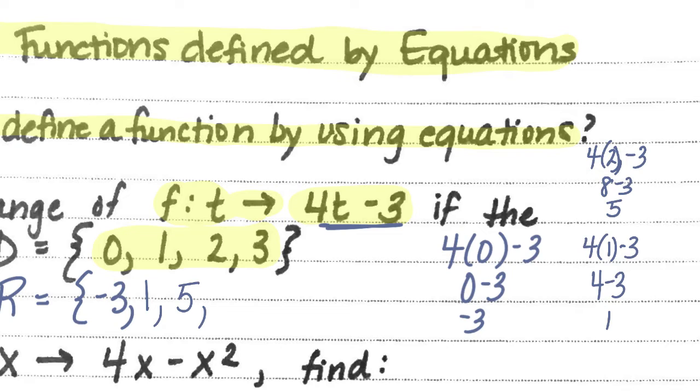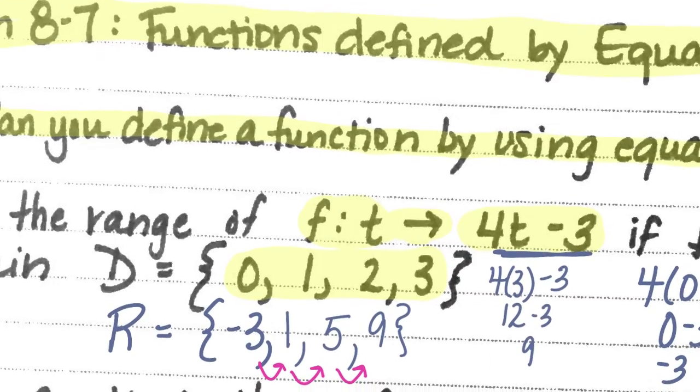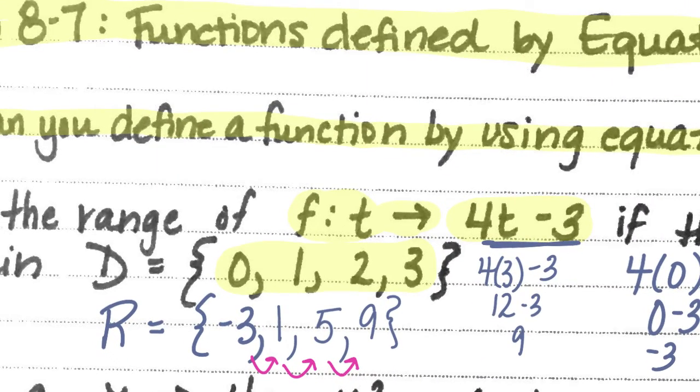It's always good to observe for patterns in mathematics. Do you see that it's going up by 4 here and up by 4 here? So if I went up by 4, my next guess is 9. But let's just double check because it is going up by 0, 1, 2, 3. So if I put in 3, 12 minus 3, ding, ding, ding, is 9. So the answer to this question, if the domain is 0, 1, 2, and 3, the range is negative 3, 1, 5, and 9.